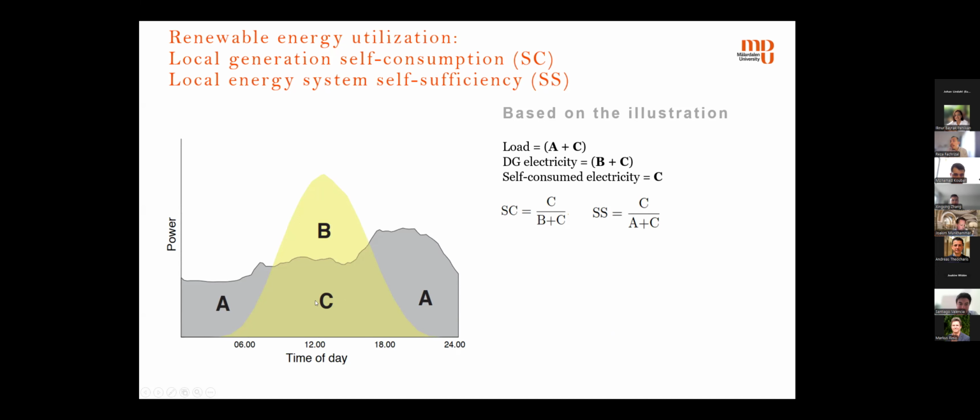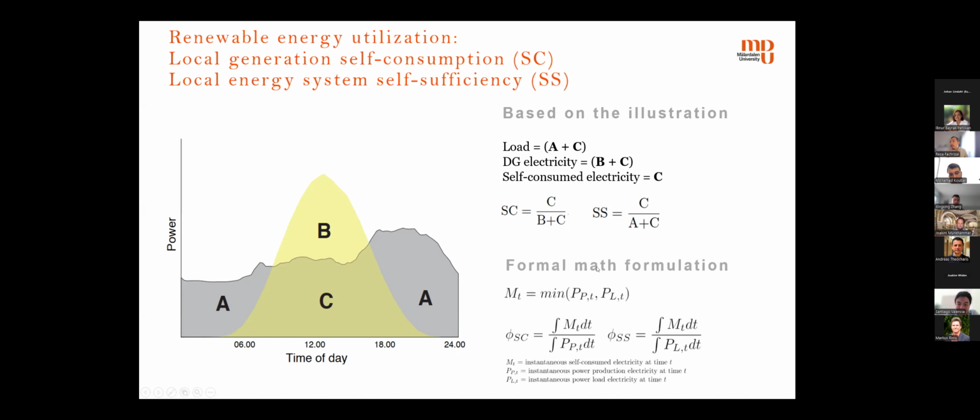So it indicates how much PV we self-consume, that we self-utilize, while self-sufficiency is C here divided by A plus C. So it indicates how much the solar is covering the demand here. So that's the difference. Self-consumption is C divided by B plus C, and self-sufficiency is C divided by A plus C. And here are the formal math formulations, but of course, this is not the right time and right place to explain this, but I hope you understand the context.